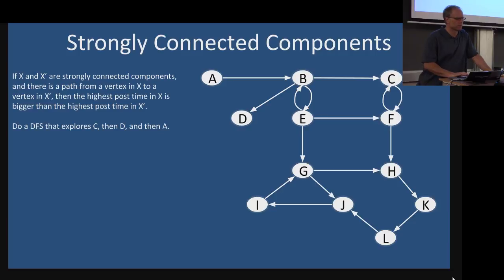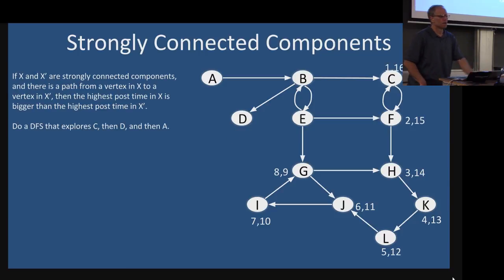So let's do a depth first search that starts at C. Okay? So we're going to start at C. Then, it explores all around. All right? So at that point, think of X as being CF. We happen to know that CF is a strongly connected component, and so is this. And what that says up there is the highest post time in X is bigger than the highest post time in X prime. Is that true? The highest post time in X is 16, and that's bigger than any post time down here.